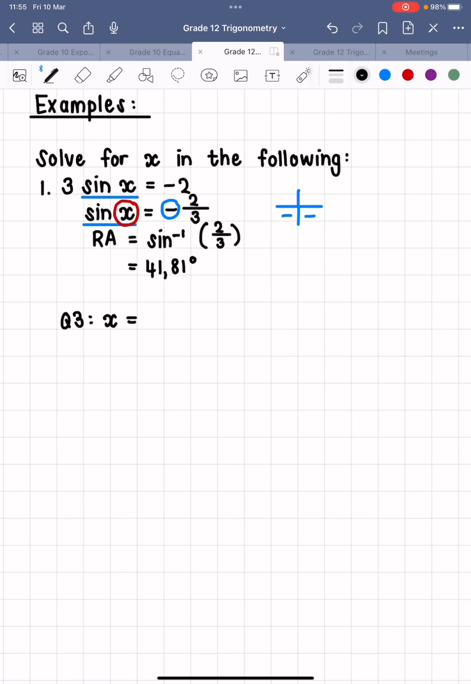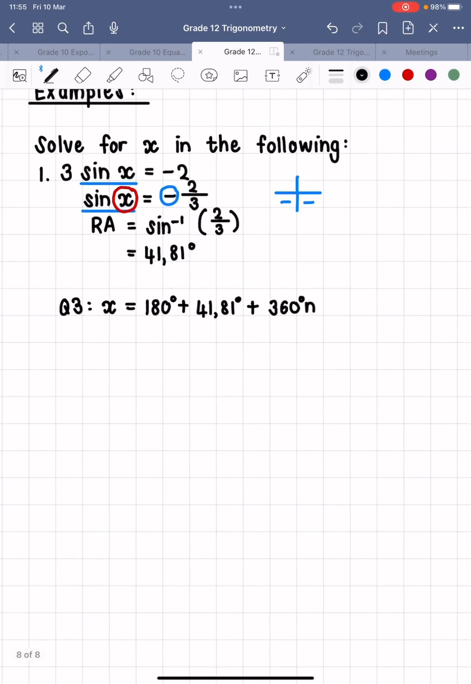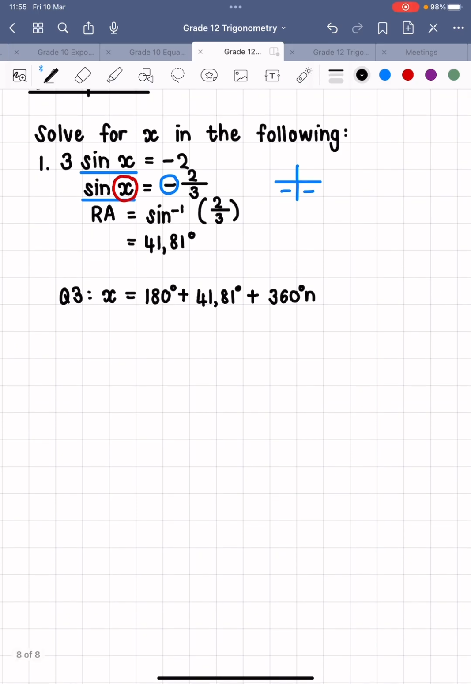Now, what do we do in the third quadrant, guys? How do we get an angle in the third quadrant? We always say 180 plus the reference angle. So 180 plus 41,81. And then we need to say plus 360n. Some teachers say n times 360. That's also fine. Why am I saying plus 360n? Where does that come from?